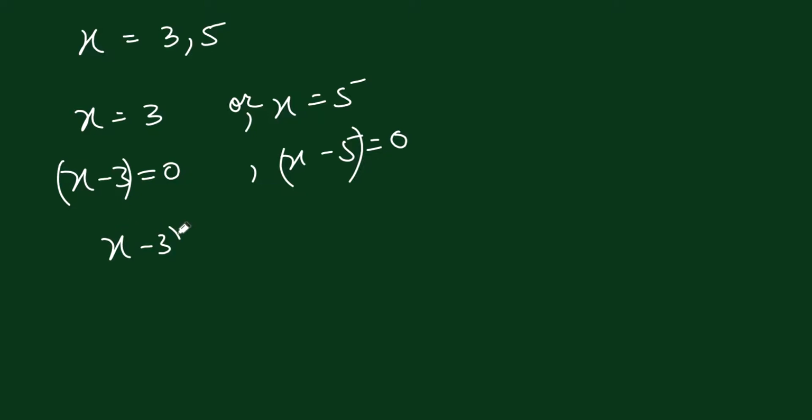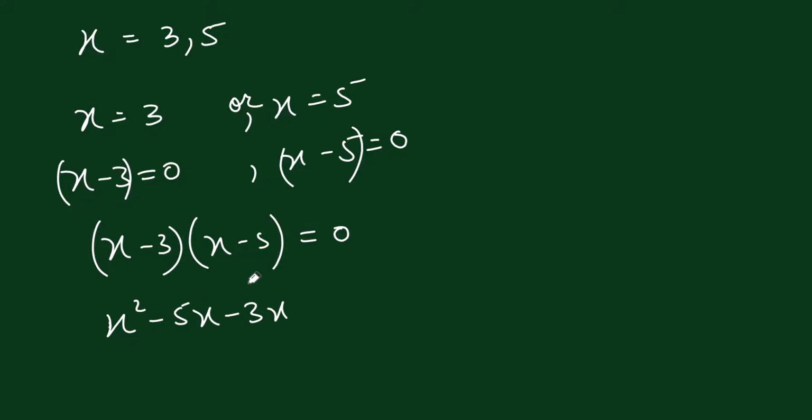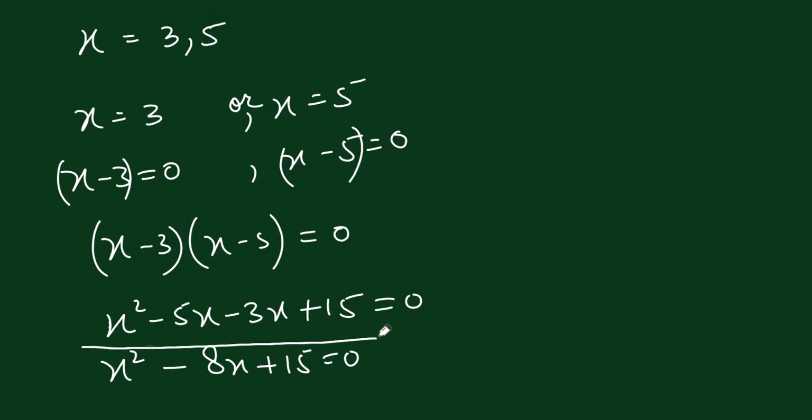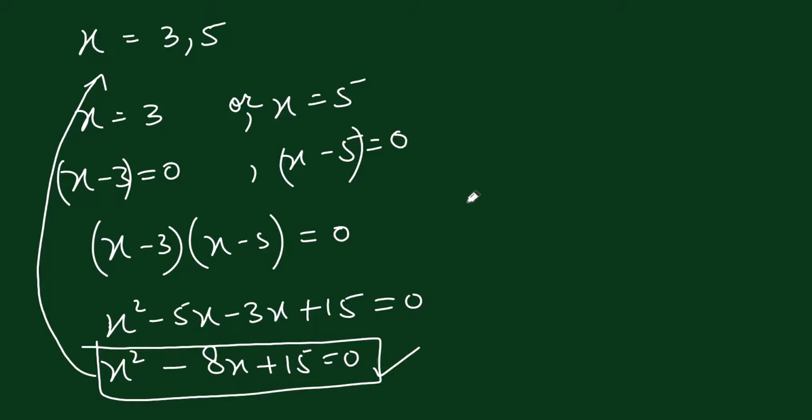Then the reverse will come as x minus 3 into x minus 5, equal to 0 because both are equal to 0. So we multiply here: x into x, x square, x into minus 5 is minus 5x, minus 3 into x is minus 3x, minus 3 into minus 5 is plus 15, is equal to 0. Looking at the like terms, you have minus 5x and minus 3x, which can be added. So it will become x square minus 8x plus 15 is equal to 0. That's your required quadratic equation whose solution set was already given. So this is our answer.